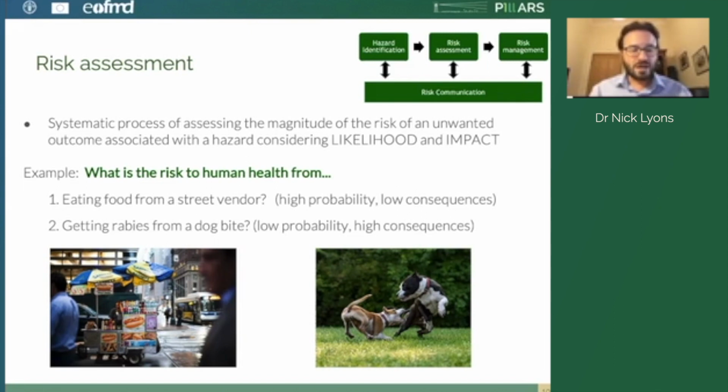But of course, every day we make judgments based on our intuition about risk. Just walking across the street, catching the bus, all these different things. But what the OIE risk analysis framework does is it provides a systematic way of looking at risk, particularly addressing complex scenarios where it may not be so intuitive.